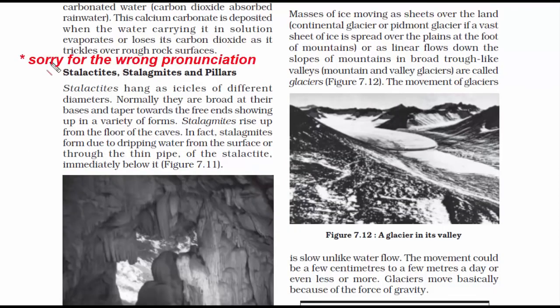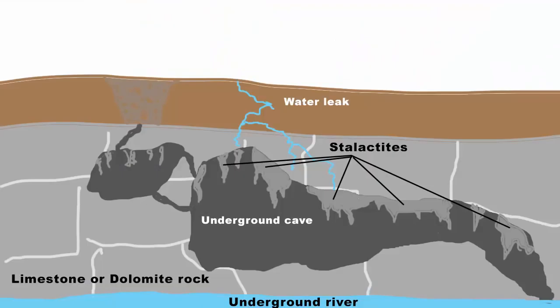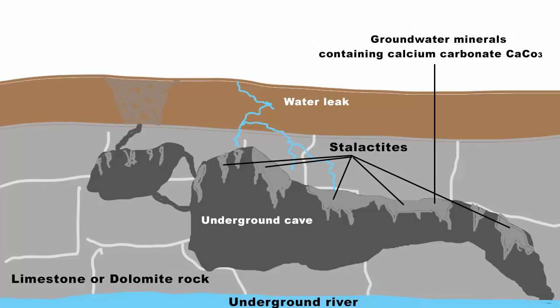The first one is stalactites. These are icicle shaped formation that hangs from the ceiling of a cave. When water drips or leaks from the ceiling of these caves, the minerals in the water, which is calcium carbonate, it precipitates and becomes pointed icicle shaped. Do not mistake them with tips of the glaciers. These are simply groundwater containing minerals of calcium carbonate.